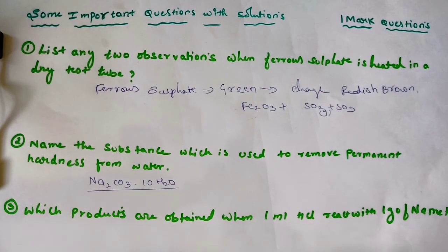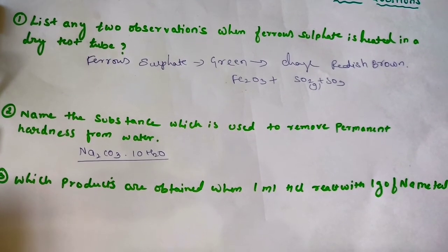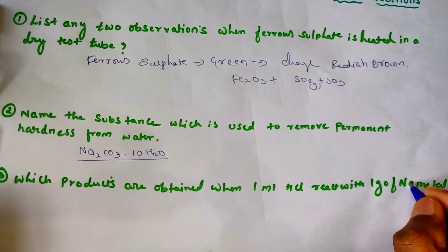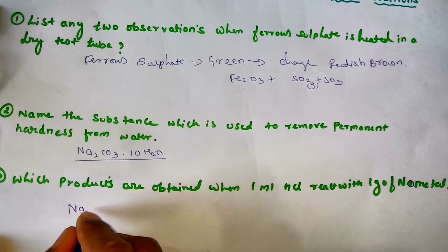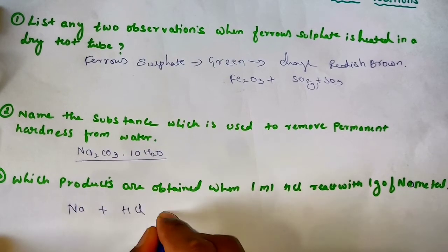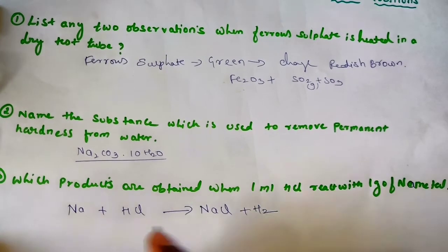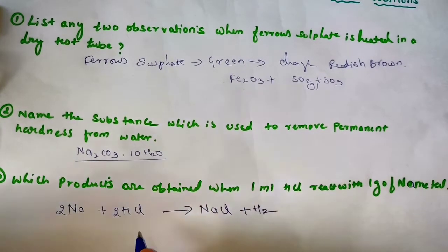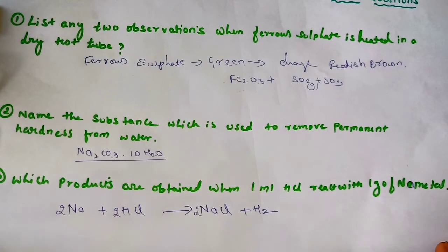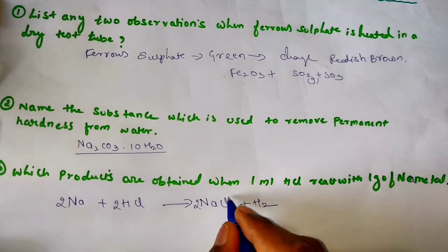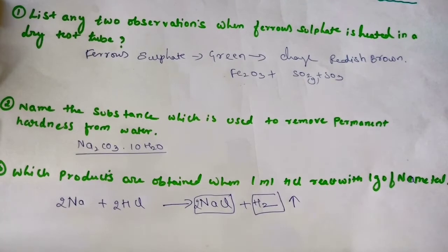Which products are obtained when 1 ml HCl reacts with 1 gram of Na, that is sodium metal? When sodium metal reacts with HCl, what is going to happen? Na plus HCl, NaCl and H2 gas will be produced. Let's balance this: 2Na plus 2HCl gives 2NaCl and H2. This is the reaction in which we get two products. One is sodium chloride and hydrogen gas will be liberated.